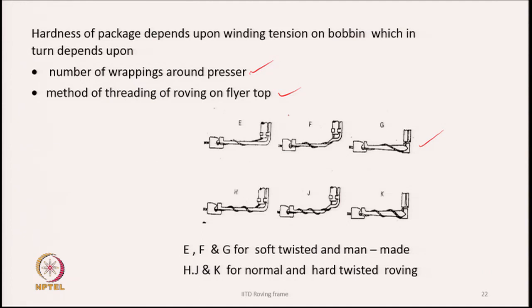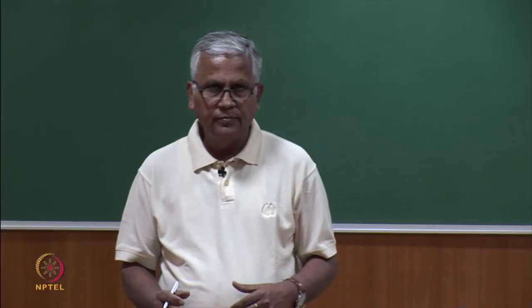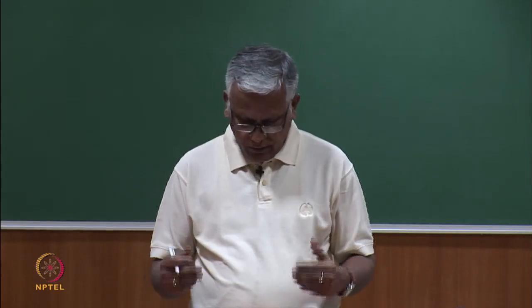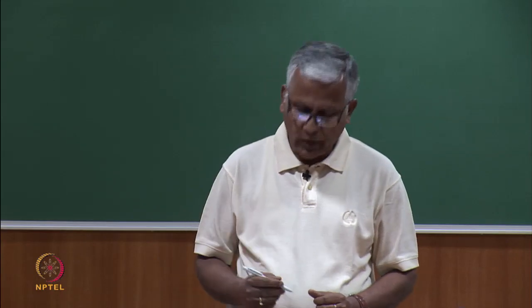So, these, E, F, G, are for soft twisted roving, and in H, J, K you see the wraps are more; it is done for hard twisted roving, because we know the hard twisted rovings are basically a little stronger, they can withstand more tension, and therefore, I can make a very tight package, and therefore, we give 2 wraps around it.